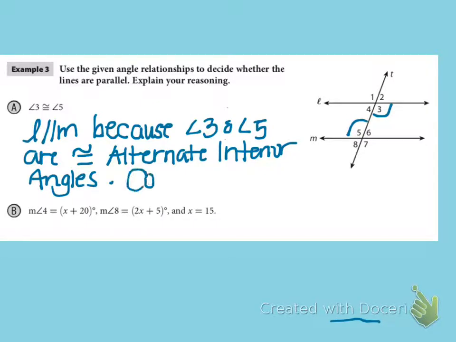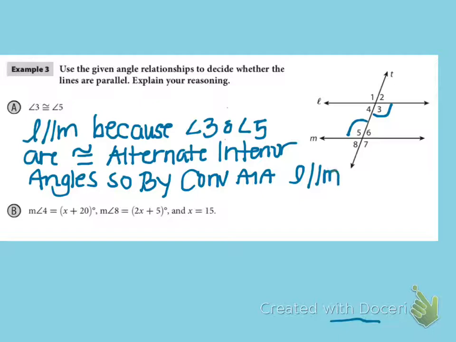And so the converse, let's see, so by the converse of the AIA, L is parallel to M. So there's a little explanation. This would be maybe like a sentence or paragraph proof instead of like a 2-column proof. We could have done this in a 2-column form, or really there's just a theorem. Honestly, the theorem is enough to say the converse of the AIA says then the lines have to be parallel.